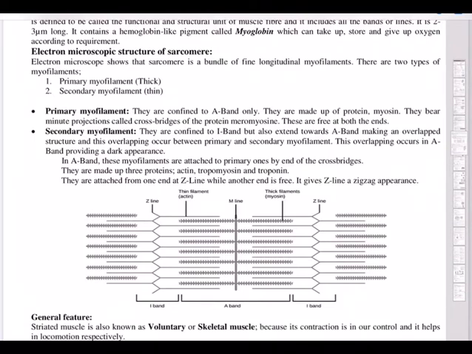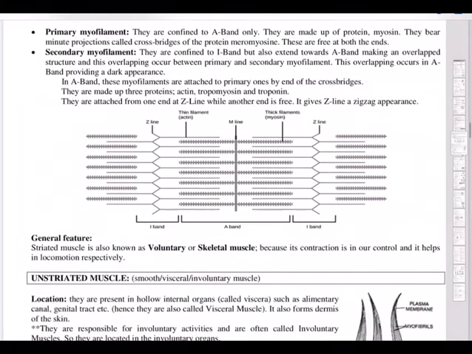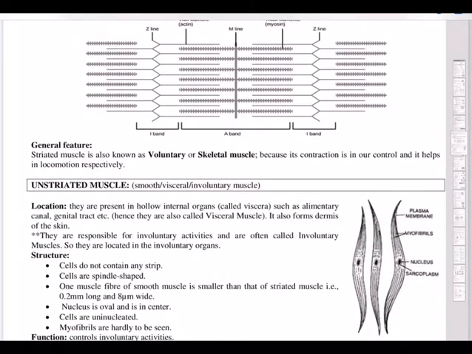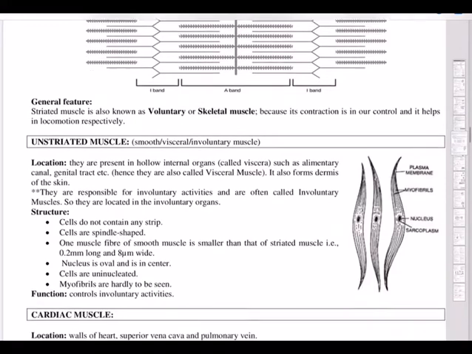Mainly it is myosin, along with actin, tropomyosin, troponin. They are attached from one end at a Z line, while the other end is free. It gives the Z line a zigzag appearance. Now, general feature. The striated muscles, also known as voluntary muscles, skeletal muscles, or rough muscles, because its contraction is in our control, helps in locomotion and movement.